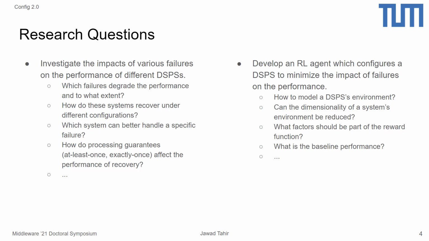And the second goal of this doctoral study is to develop a reinforcement learning based agent which configures a distributed stream processing system to minimize the impact of failures on the performance. And the questions that we will try to answer during this goal are: how to model a distributed stream processing system's environment? Can the dimensionality of a system's environment be reduced? What factors should be part of the reward function? And what is the baseline performance?